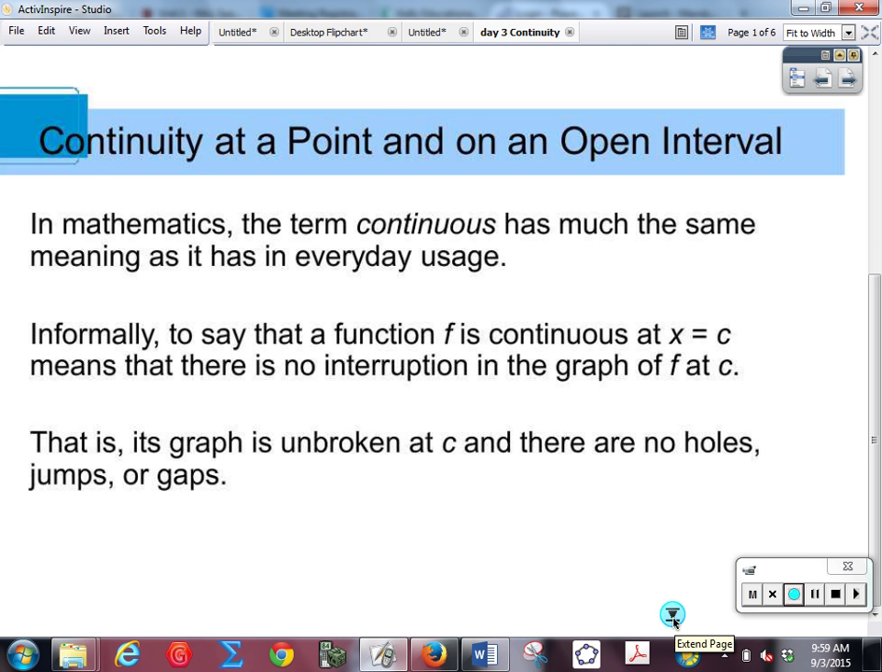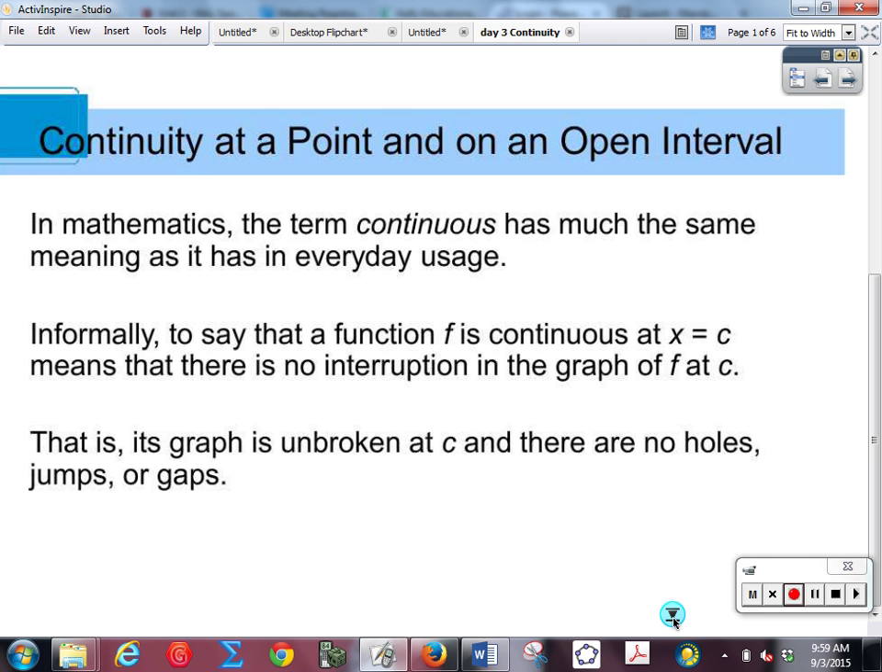If something is continuous, it means almost what it normally means in everyday life. What do you think when you hear something's continuous? What do you think that means? Keeps going, doesn't stop, right? It is pretty much the same thing with functions.